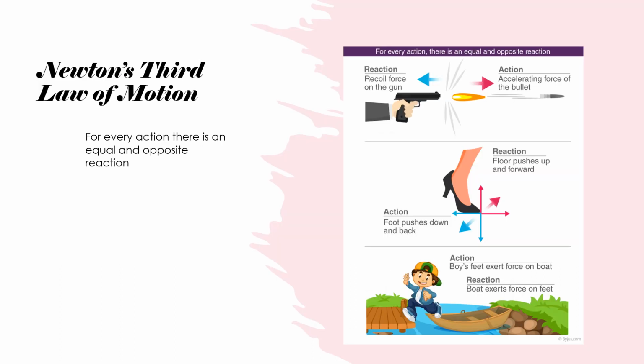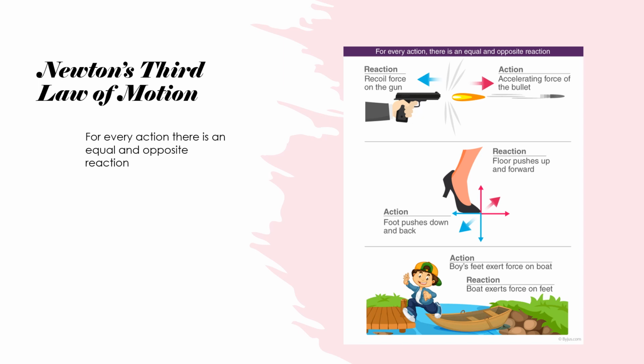The third law states that for every action, there's an equal and opposite reaction. This means that when an object exerts a force on another object, the second object exerts an equal and opposite force on the first object. Examples of Newton's third law of motion include when a person jumps off a diving board. The person exerts a force on the board, and the board exerts an equal and opposite force on the person, propelling them into the air.